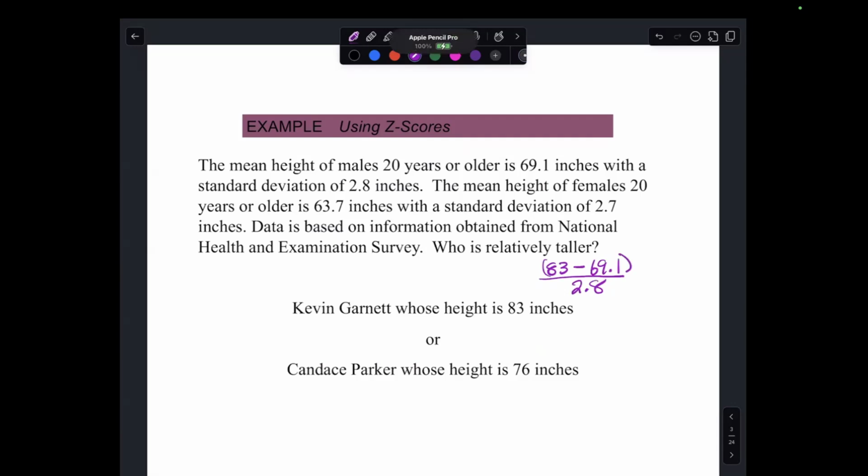So I'm going to put this in my calculator. 83 minus 69.1 divided by 2.8. When we see the term relatively, does that always mean z-score? Yeah, generally. If we're asking who's relatively taller or who did better relatively, then yes, because it's relative to the mean. Good question.